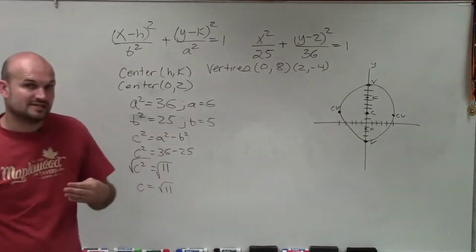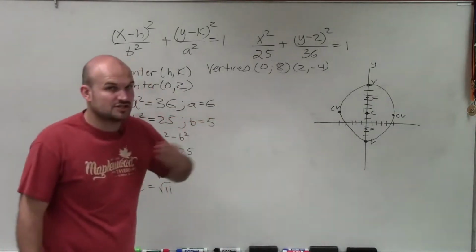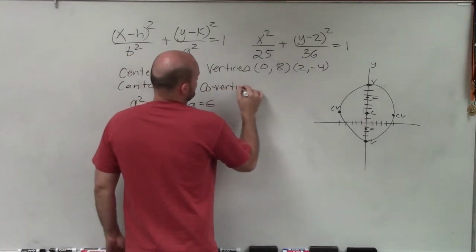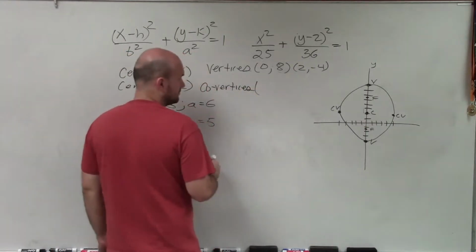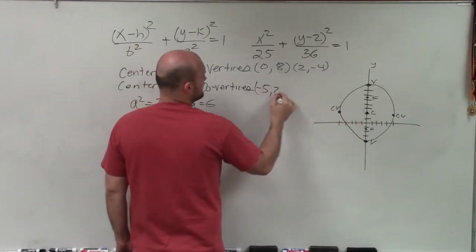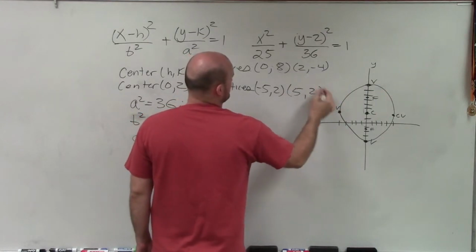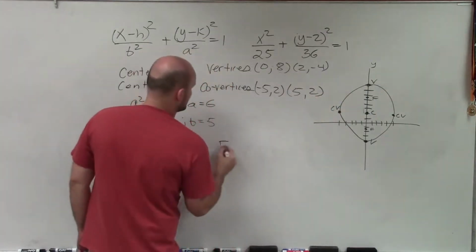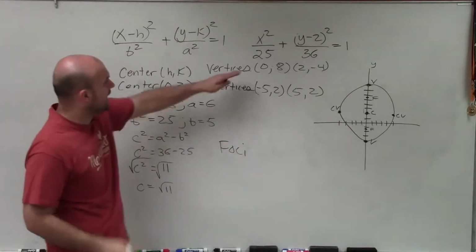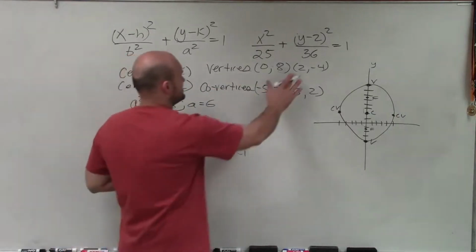Now the two co-vertices have the exact same y-coordinate as the center, but they're just shifted left and right. So my co-vertices are going to be to the left 5, which would be negative 5, 2, and to the right 5, 2. And then the last one would be the foci. Again, what did I do wrong? 0, that should be 0.